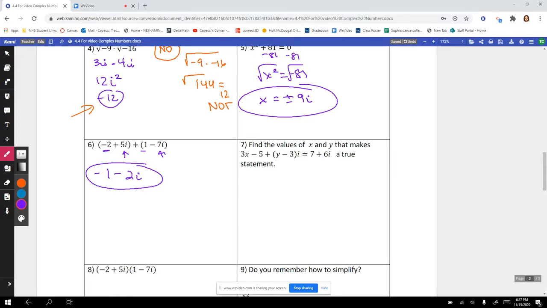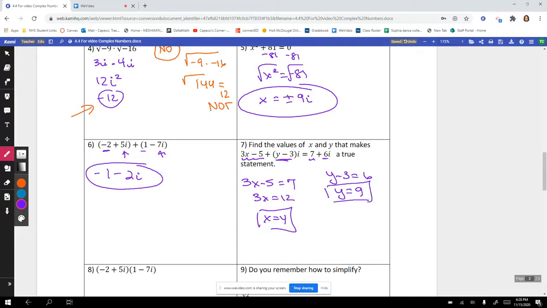Now, looking at our next type of problem, I find the values of x and y that make that statement true. So if you look, right before the i I have y minus 3, so it's going to be equal to 6. This other part here, 3x minus 5, is going to equal 7. Then I just solve. I have 3x is equal to 12, so x is equal to 4. And then I have y is equal to 9.